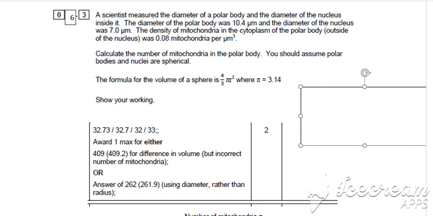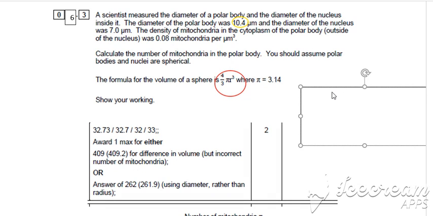We should assume that the polar bodies and the nuclei are spherical and they give us the equation. So the first thing we need to do is work out the volume of the nucleus or the nuclei and the volume of the polar body. So we're using the information that they give us in the question. They tell us that the polar body is 10.4, so we're going to use that and we're going to put that into our equation that they give us.